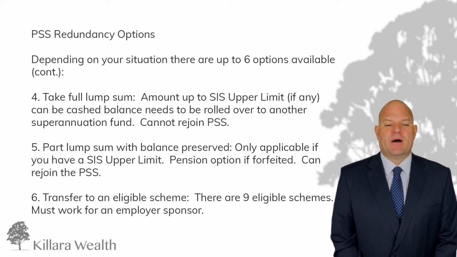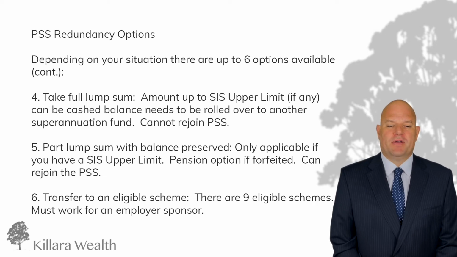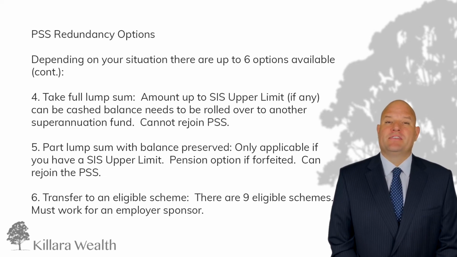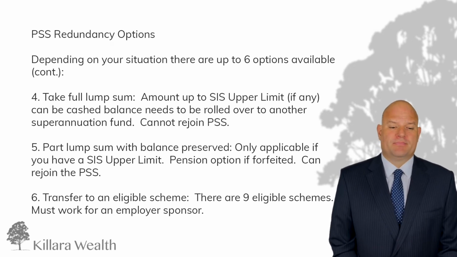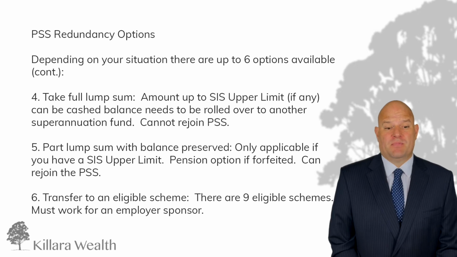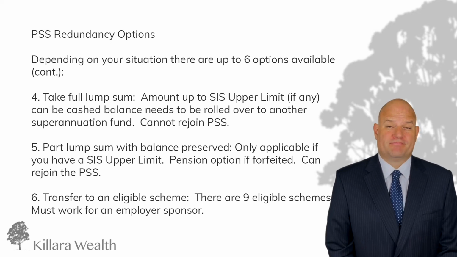Option 5, part lump sum with balance preserved. This is only applicable if you have a CIS upper limit. The pension option is forfeited, however you can rejoin the PSS. Option 6, transfer to an eligible scheme. There are 9 eligible schemes that PSS benefits can be transferred to. However, you must be working in the future for an employer sponsor of one of those schemes.